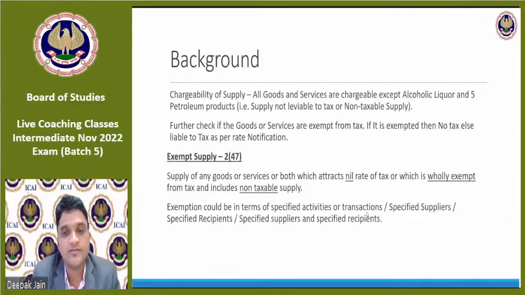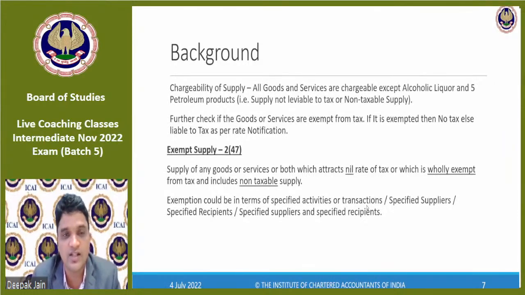Great. So ma'am has covered the basics of exemption. I will just touch in brief on what exemption is and what we are looking out for. First, we have to understand chargeability. We knew in the last class that everything is chargeable. All goods and services are chargeable except alcoholic liquor and 5 petroleum products. So we know that these things are outside the scope of GST itself.